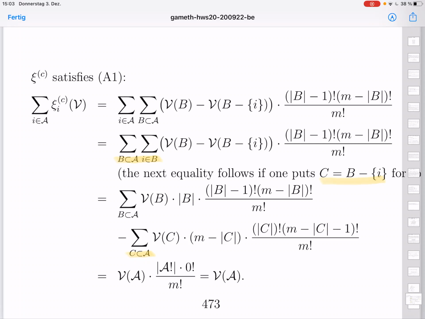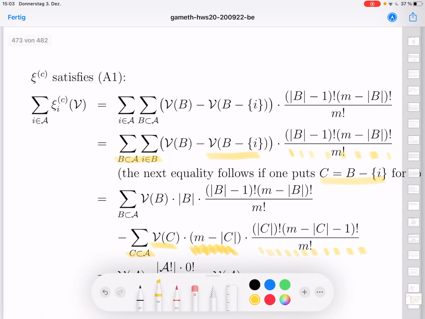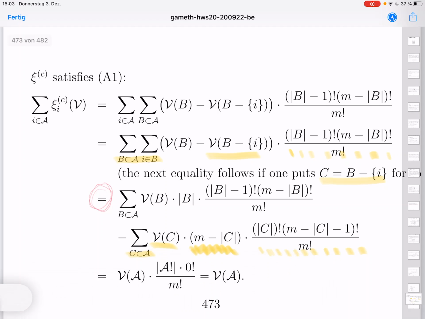So here now the sum over the second factor times this rational part here is equal to the sum over C in A of v of C times this additional factor here times again this rational factor. So this m minus c is just what I had corrected on the other slide. So this is how this summation here is explained. I wanted to be more explicit here about this summation sign. There was some work to do.